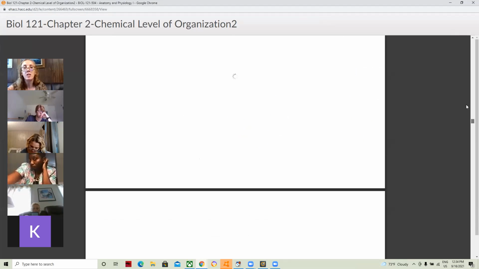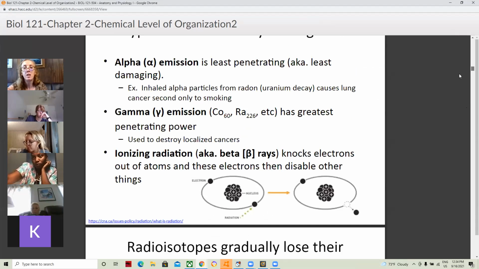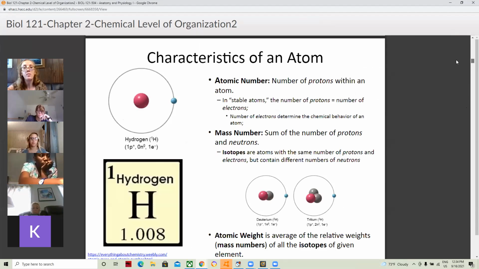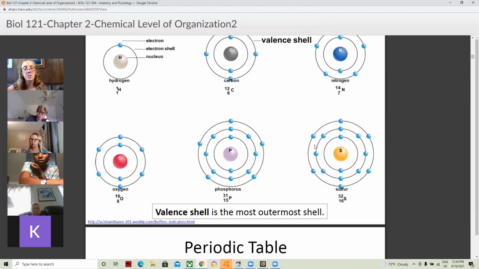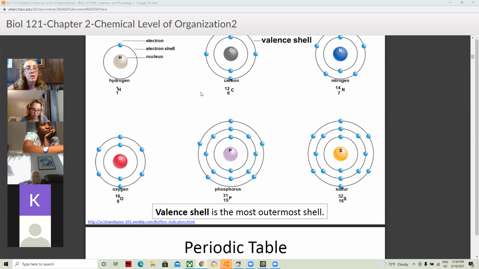Let me go back up. I have to remember where it was. Okay, right here. This is what she's referring to. All of the others, we know that hydrogen doesn't have a neutron in its most common form. Carbon has 6 protons, 6 neutrons. Here, this is the mass number. The bottom number is the atomic number. Nitrogen 14 has 7 neutrons, 7 protons. Oxygen has 8 neutrons, 8 protons.